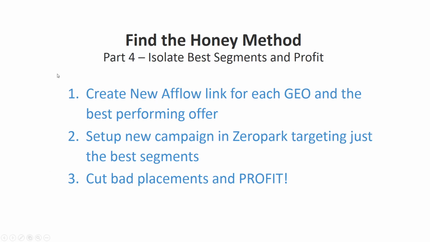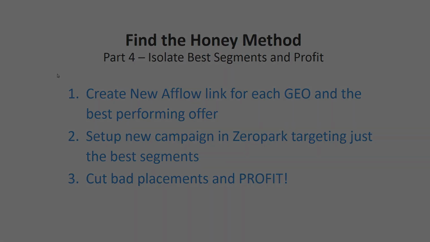Lastly, this is isolating the best segments. Create the new Afflow link for each geo and the best performing offer. Set up a new campaign in Zeropark targeting just those best segments like I just mentioned. And then right away, take the same process: bid low, start with a lower budget, and monitor the data coming in. Cut any placements that aren't converting. Like on those low payout offers, if things aren't converting really quickly, you probably just go ahead and block those placements. And that's it. That's how you can quickly jump into making extra profits.